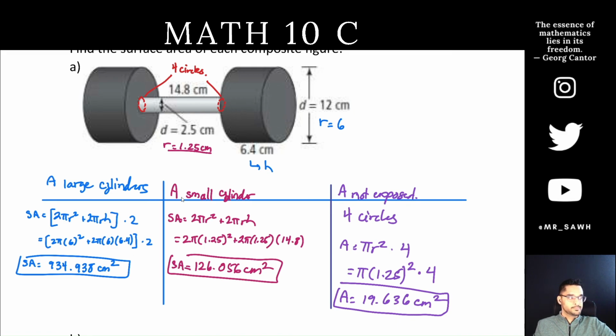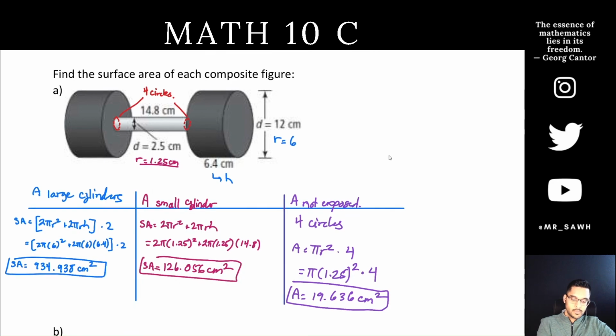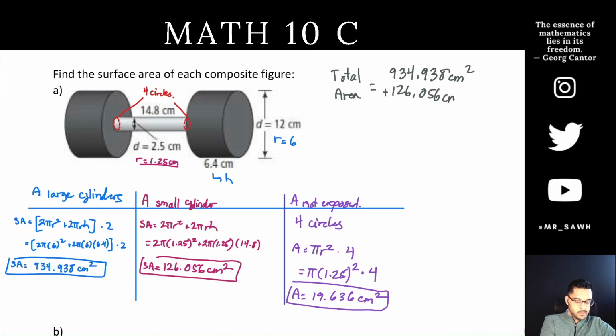So we've done the hard part, broken down that composite object into its pieces, found each of them individually. Now we'll find the total, and then we're done. Add everything up: 934.938 centimeters squared plus 126.056 centimeters squared, and then we'll take out the 19.636 centimeters squared because, again, that surface technically is not there, not exposed to air. Don't need to count it.